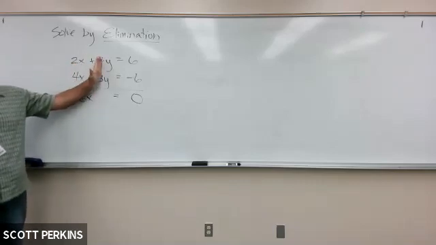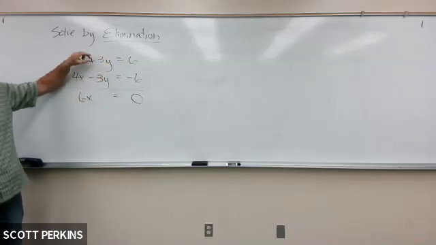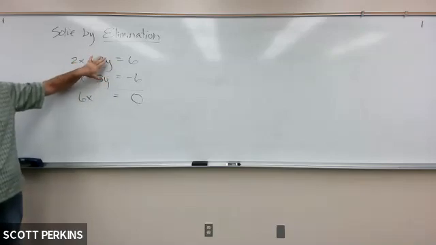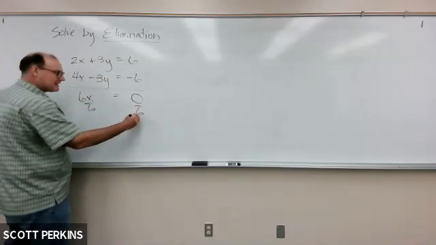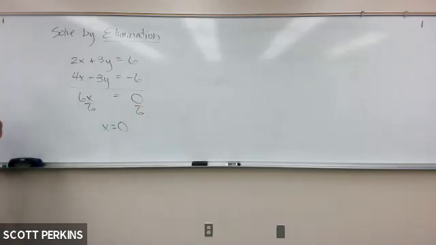In short, that's what the elimination method is. I want to eliminate one of the variables. We were able to do that in this problem because I had a positive 3y and a negative 3y. When you add those two things together, they go away. Now I'll divide both sides by 6. And look at that, nice and quick. I've got my x value. My x value is 0.